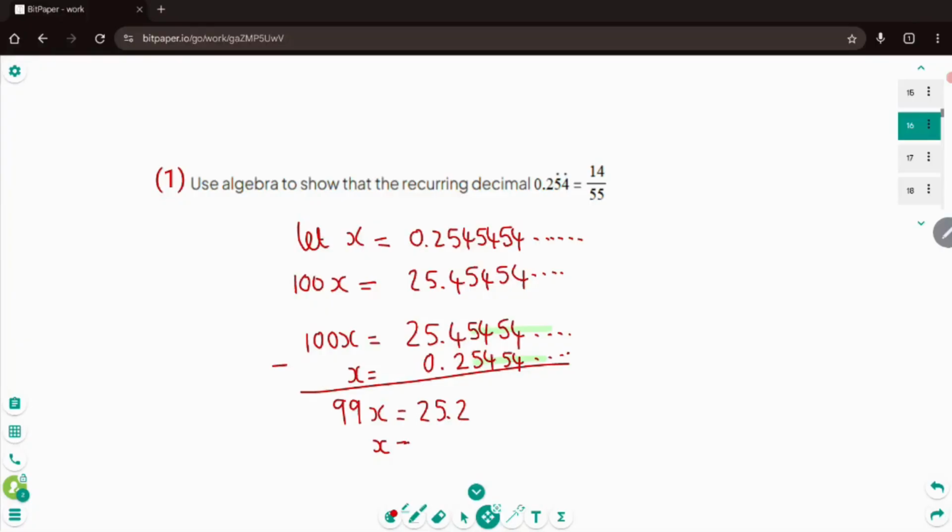Let's make x the subject by dividing both sides by 99. We do not want a decimal within a fraction, so let's multiply the numerator by 10 and the denominator by 10, to get rid of that decimal point. I'm going to simplify it on my calculator using the fraction button. Yes, it simplifies to 14 over 55, which is the answer. We have shown that 0.254 recurring converts to 14 over 55 as a fraction.